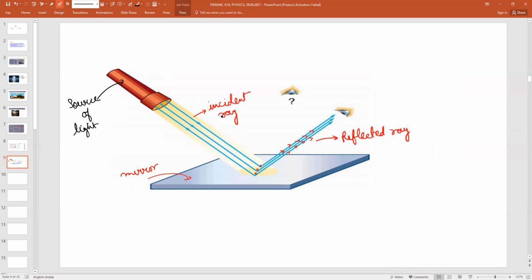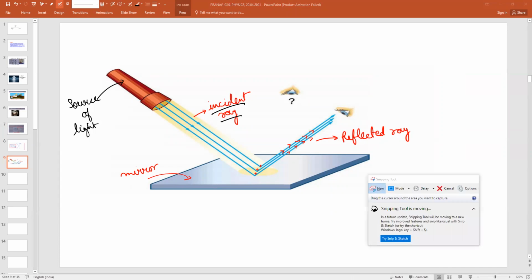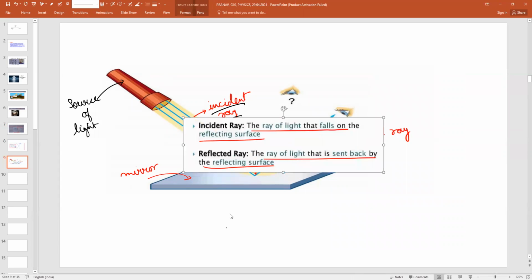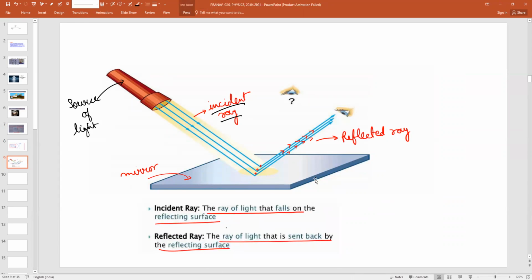Correct? So these rays will be known as what? These rays would be known as incident rays. Incident. Understand? So what is an incident ray? The ray of light which falls on the reflecting surface, that's called an incident ray. Can you see that? I have written it here with definitions.